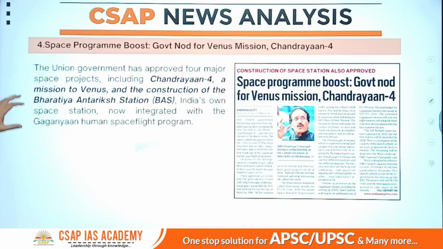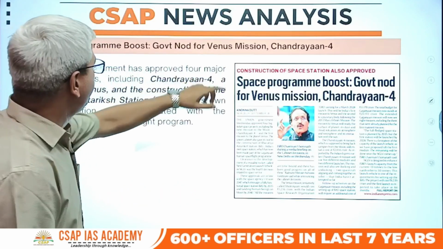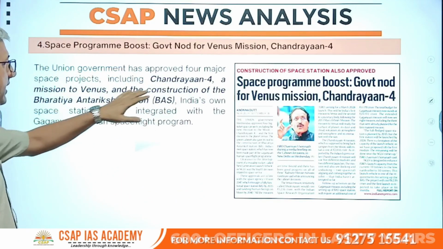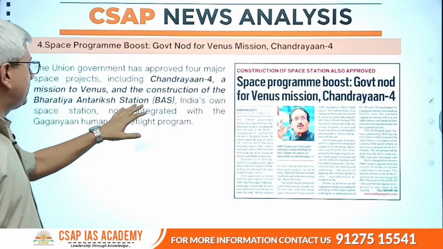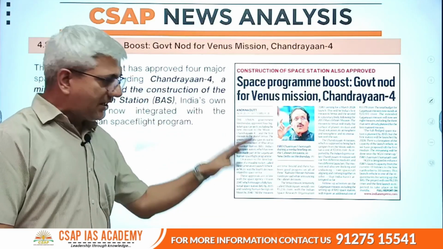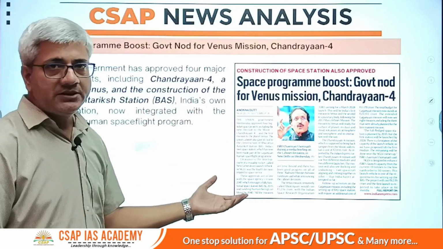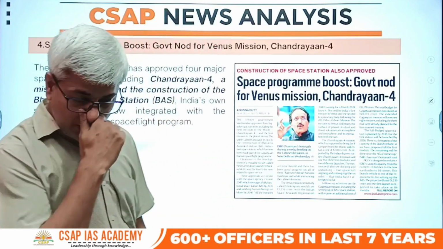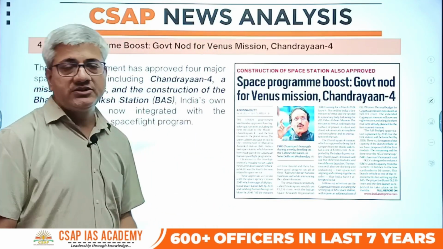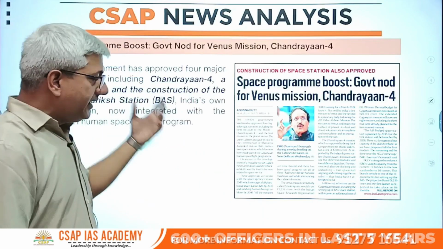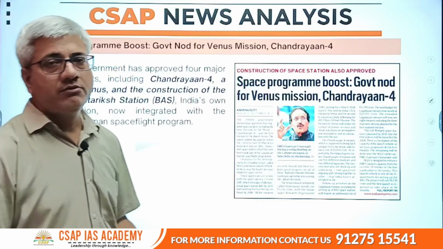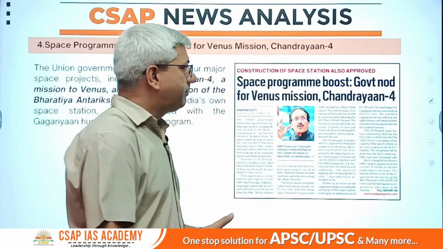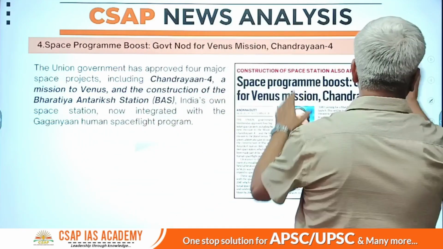The Union government has approved 4 major space projects including Chandrayaan 4, a mission to Venus and the construction of the Bharatiya Antariksh Station, BAS, an extension of the Gaganyaan mission. As you know, there is the International Space Station, and even China has also launched its own space station. India, in the same line, is also trying to construct its own space station. So this is the article of the newspaper.